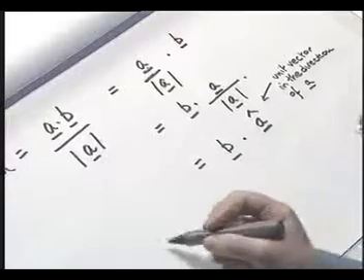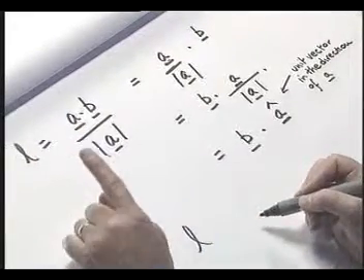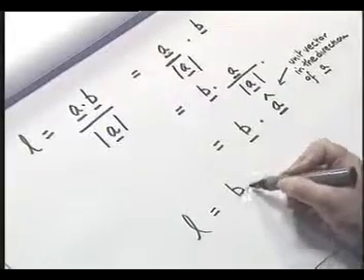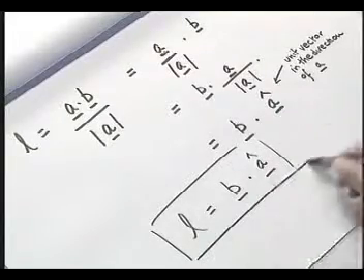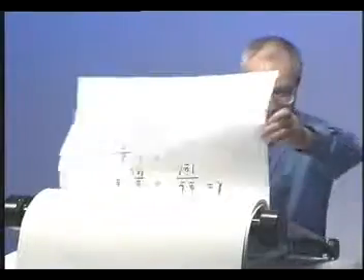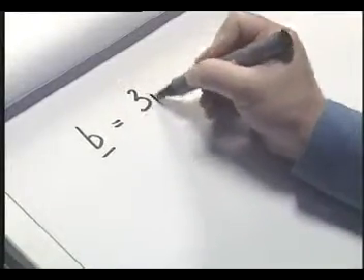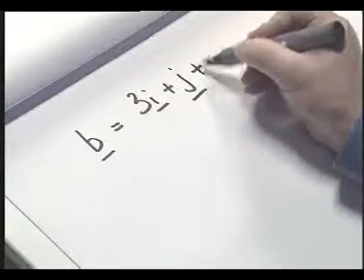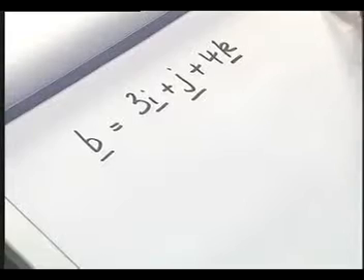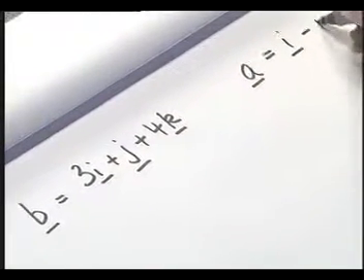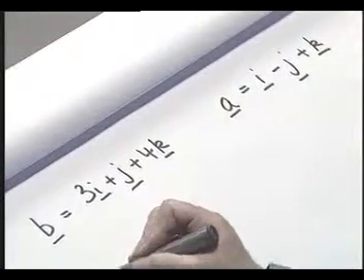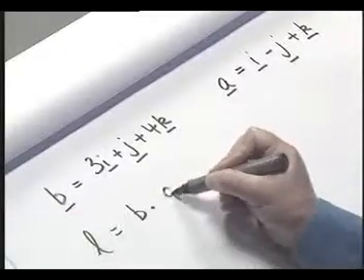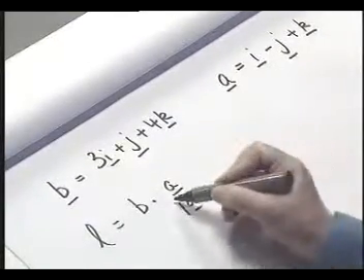So this is an important result we've got. l, which is the component of B in the direction of A, can be found by taking the dot product of B with a unit vector in the direction of A. So suppose we wish to find the component of vector B, which is 3i plus j plus 4k, in the direction of the vector A, which is i minus j plus k. What we want to do is evaluate B dotted with A divided by the modulus of A.